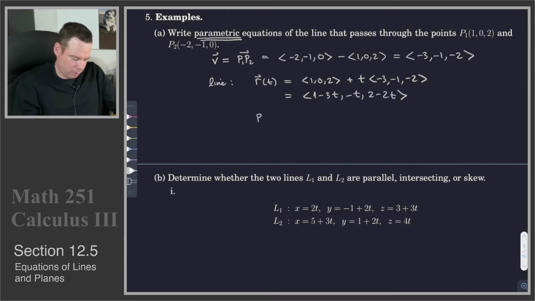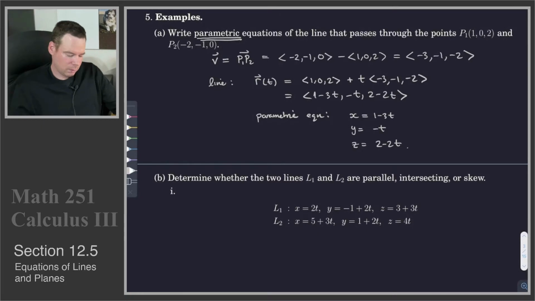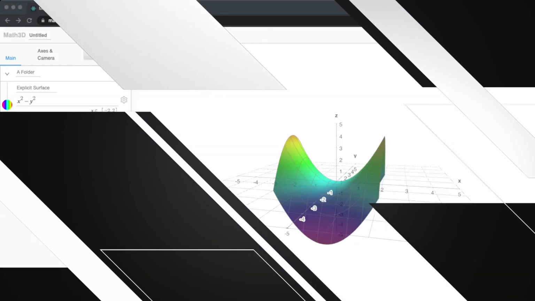If we want to write down the parametric equations, as I said, we use these terms interchangeably, but here, since we just followed our definition of parametric equations, that is, we're just pulling off the components. So x is equal to 1 minus 3t, y is equal to -t, and z is equal to 2 minus 2t.